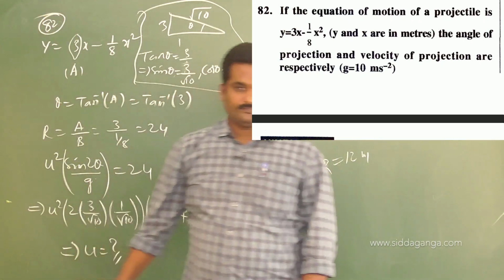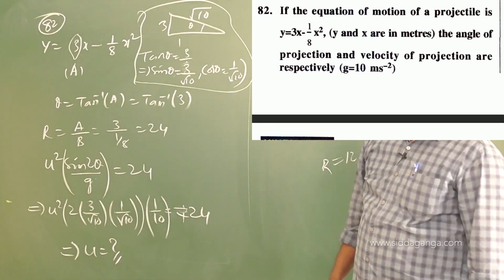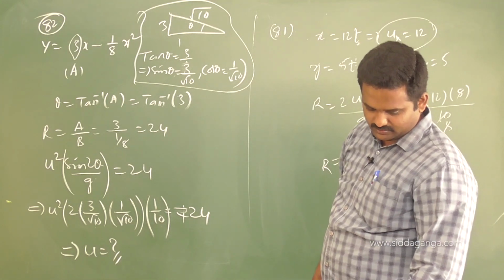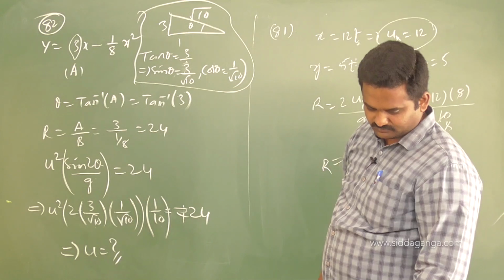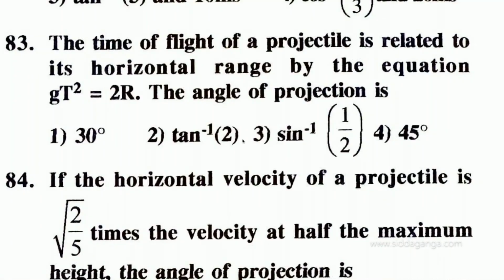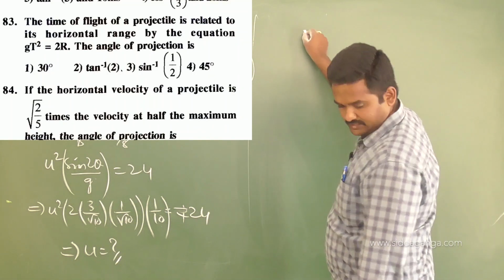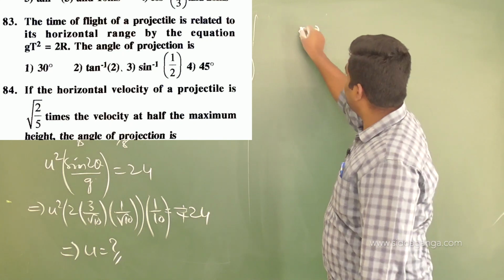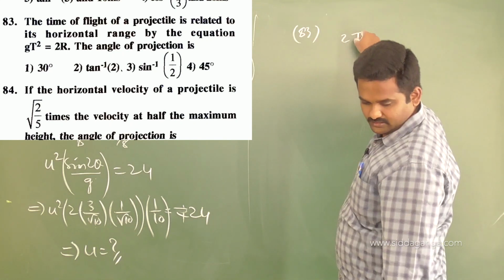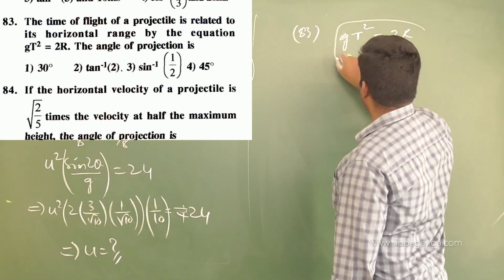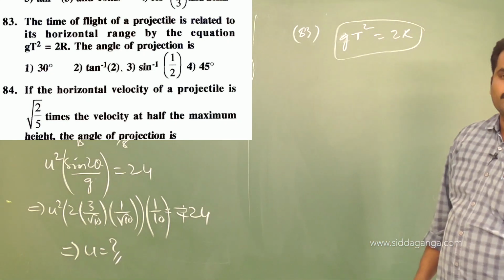Next, the 83rd one. Time of flight of the projectile is related to its horizontal range by the equation g t square equals 2R, then the angle of projection is? They are given that g t square equals 2R. This is one initial condition they are given.